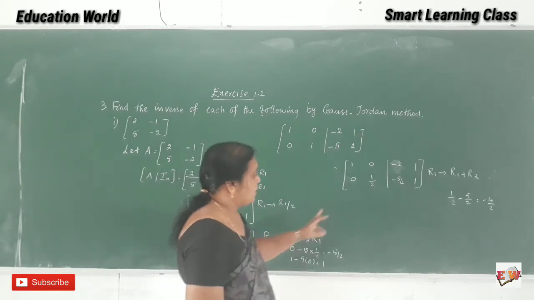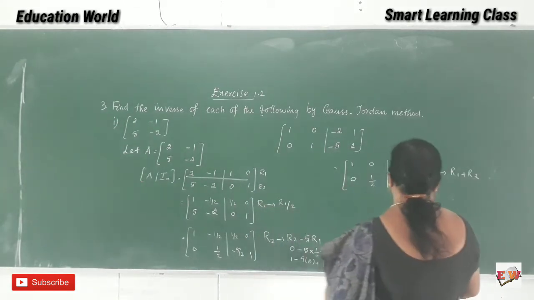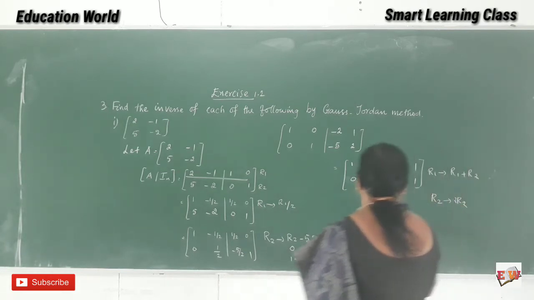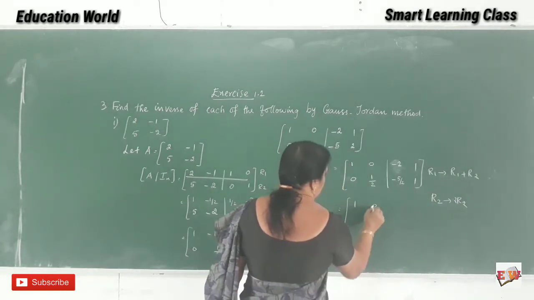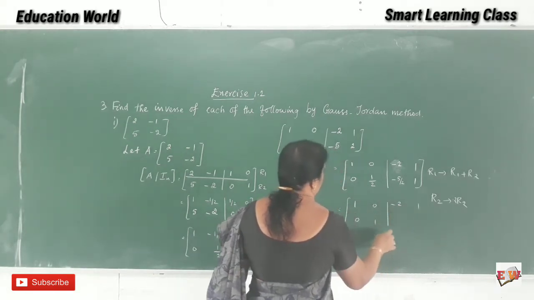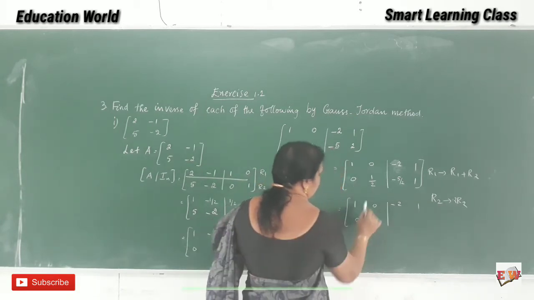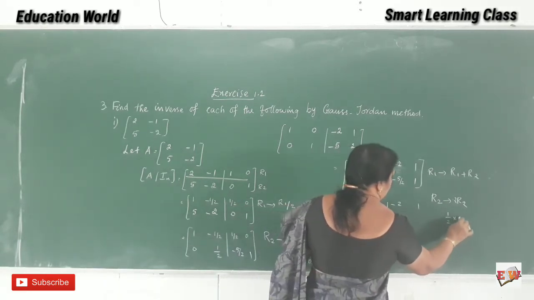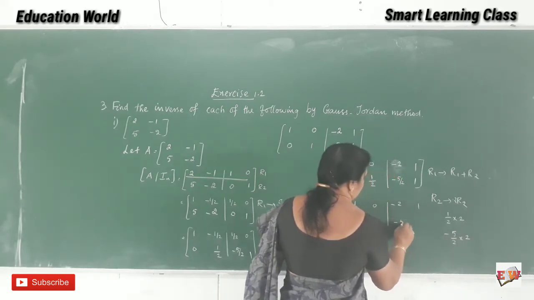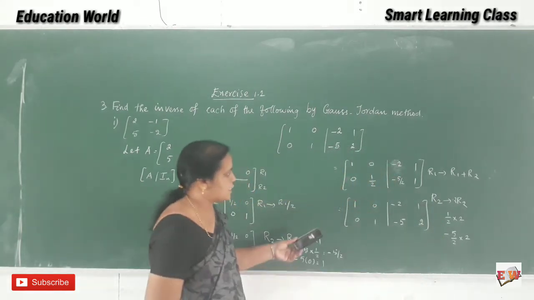Now we need 1 here, so I am going to multiply R2 by 2, that is 2R2. The terms 1, 0, 0, 1 come as they are. See, 0 into 2 is 0, 1 by 2 into 2 is 1, minus 5 by 2 into 2 is minus 5, and 2 into 1 is 2. So we got the required answer.